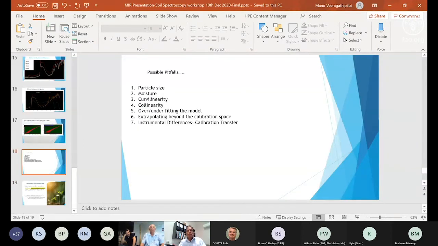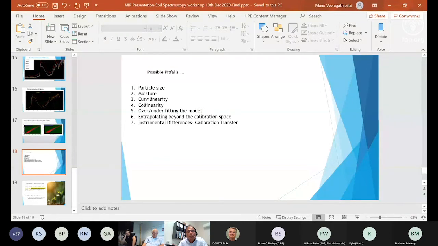In brief, there are pitfalls. This is based on my user experience and other literature. Particle size is a critical one. Moisture, curvilinearity is another serious problem when we build the model. For example, carbon, if you have a high range of carbon percentage, the curve becomes curvilinear. So we actually square root the data to get this one build linear.